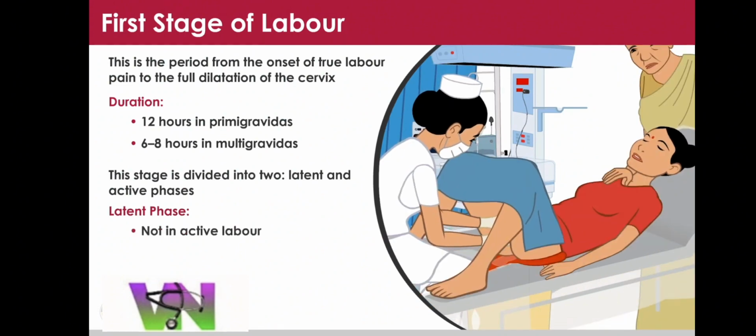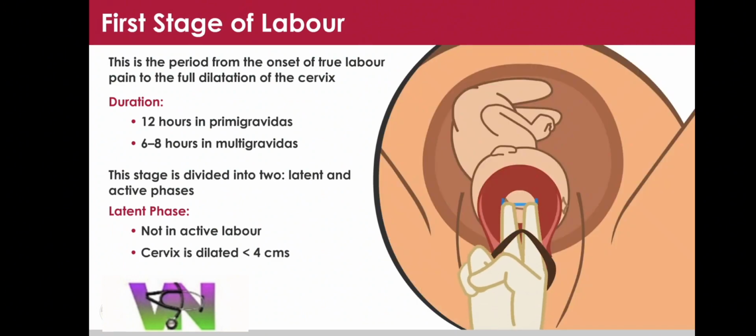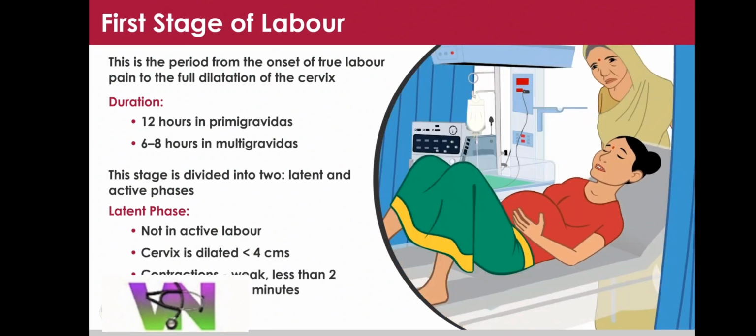Latent phase: not in active labor. Cervix is dilated less than 4 centimeters. Contractions are weak, less than 2 contractions in 10 minutes.